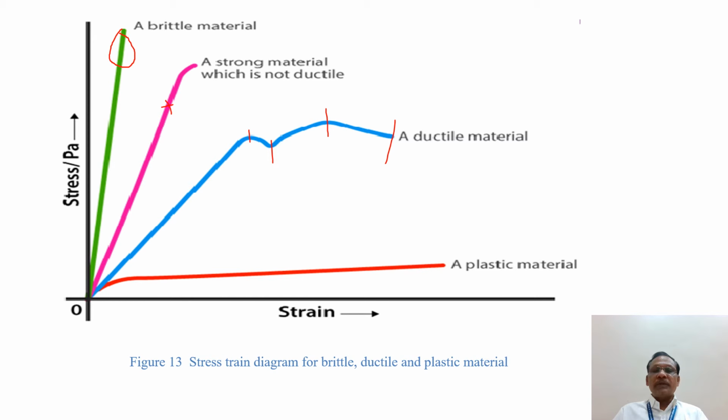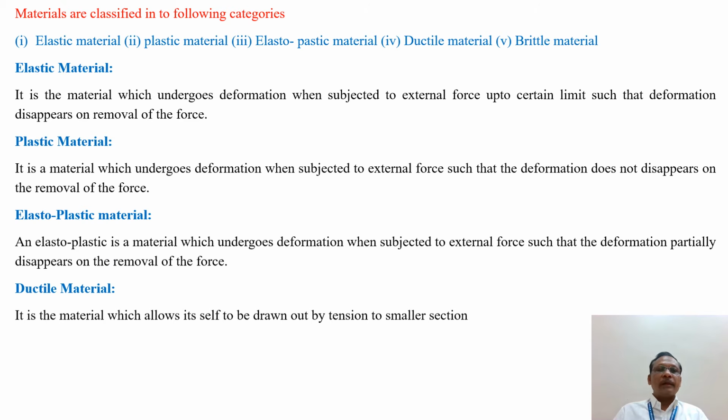So if you try to draw the stress versus strain diagram for the plastic material, then you will get very large deformation with a very small increase in the load or stress. So this is the stress strain diagram for different materials. Then materials are classified as elastic material, plastic material, elastoplastic material, and ductile material. Already we have discussed this in the first video lecture.